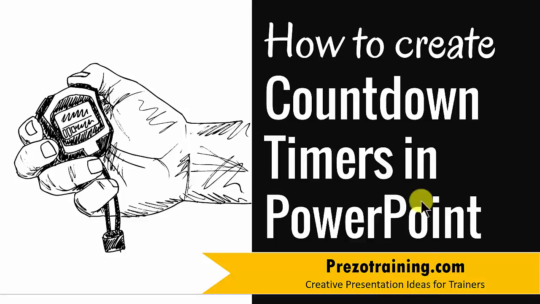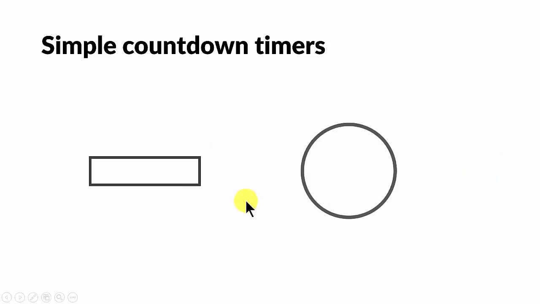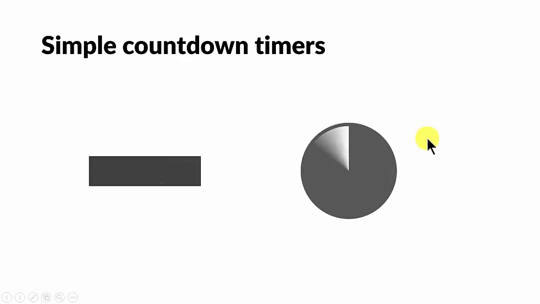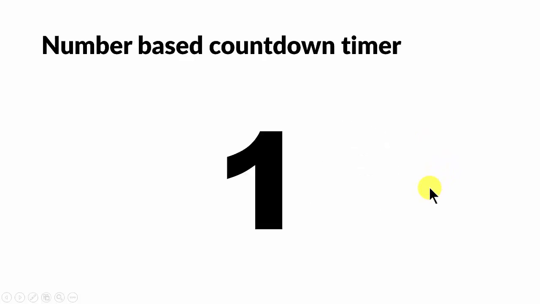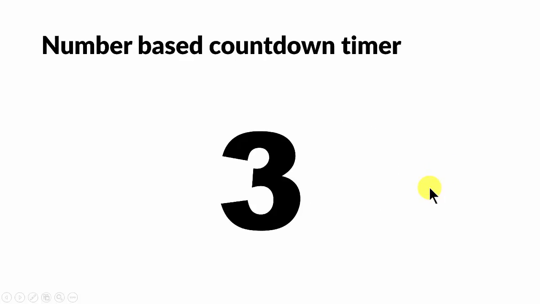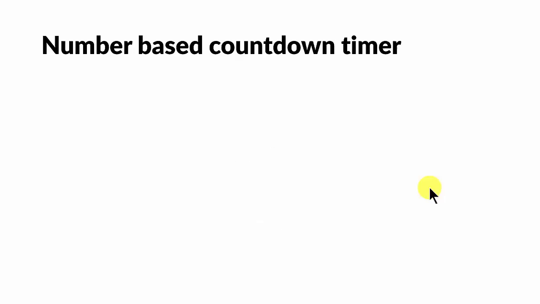There are two types of countdown timers I am going to teach you in this video. The first one is an extremely simple one that looks like this or like this. And the second type of countdown timer is the number-based one, which works like this. Aren't they beautiful?